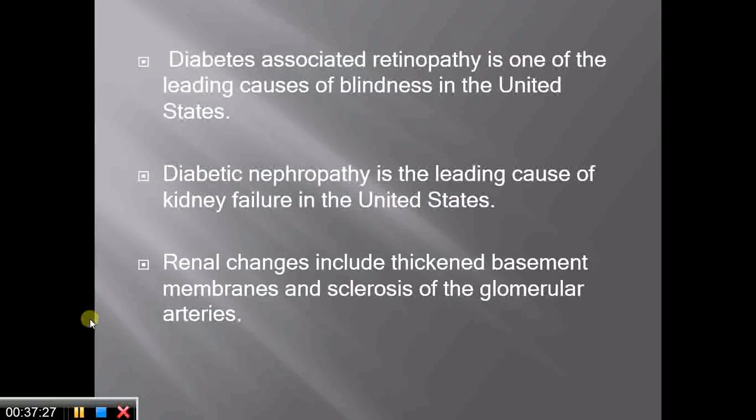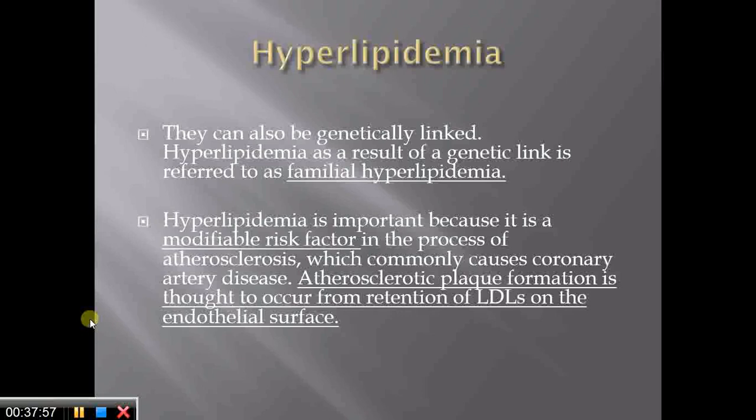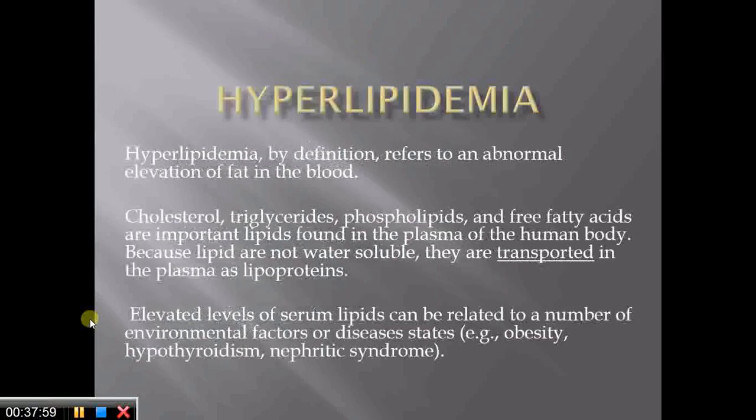Hyperlipidemia. Hyperlipidemia, by definition, refers to an abnormal elevation of fat in the blood. Cholesterol, triglycerides, phospholipids, and free fatty acids are important lipids found in the plasma of the human body. Because lipids are not water-soluble, they are transported in the plasma as lipoproteins. 4 major classes of lipoproteins exist. Very low-density lipoproteins, VLDLs, are formed and secreted by the liver. They are rich in triglycerides and are eventually converted to low-density lipoproteins.